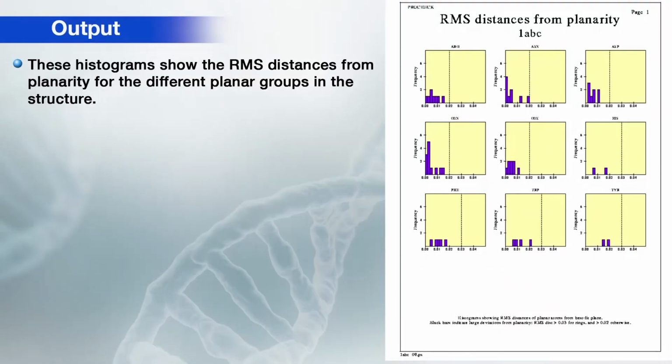So, all these previously reported graphs also give us an understanding of a few statistical parameters like root mean square deviation. These histograms show the RMS distance from planarity for the different planar groups in the structure, in the sense of how much deviation has occurred from the base structure to the developed structure. We can see with our own palm, if the RMSD is 0, the palm to palm matching is the same, but if a little deviation happens, the RMSD increases. So, that is the whole concept of root mean square deviation.